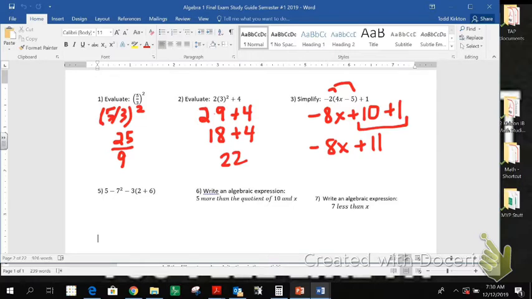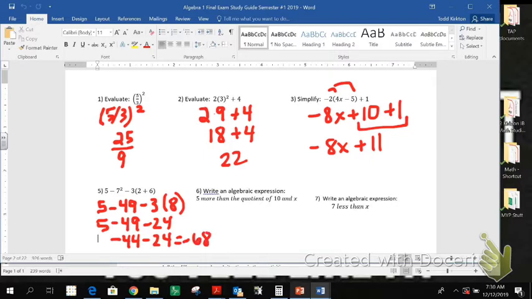Down here I have kind of a mix. Kind of separate the problem out by the pluses and minuses and work your way through the order of operations. So I do the exponent in the parentheses. So I have 5 minus 49 minus 24. And then just add left to right. So negative 44 minus 24, negative 68.